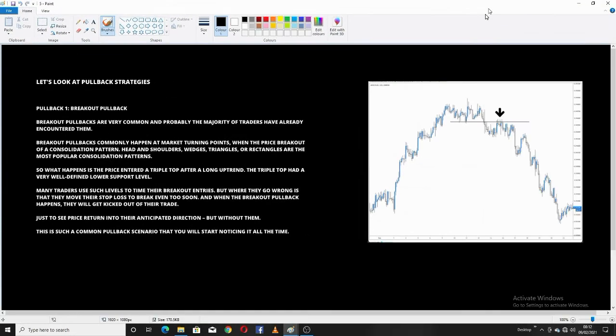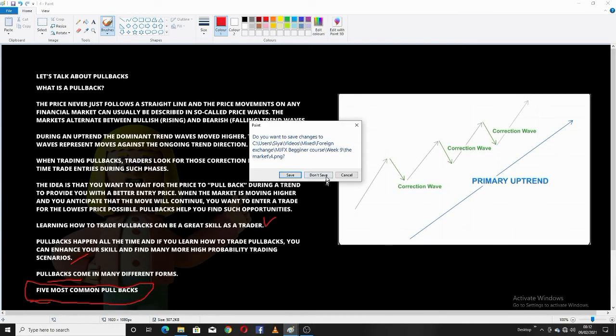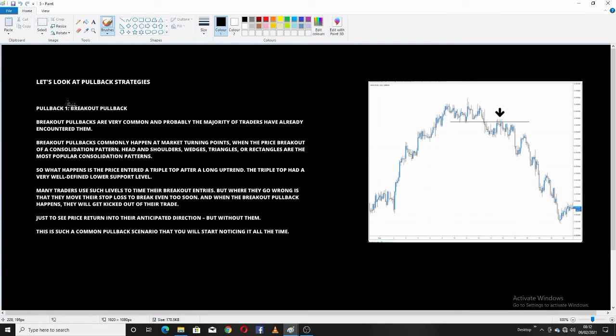So let's look at pullback strategy number 1. Breakout pullback. So it's a breakout and a pullback. Breakout pullbacks are very common and probably the majority of traders have already encountered them.